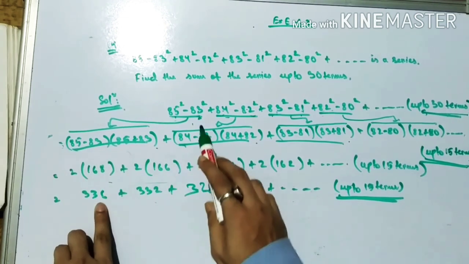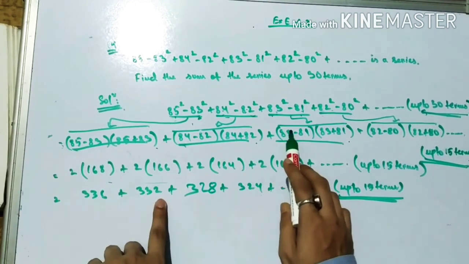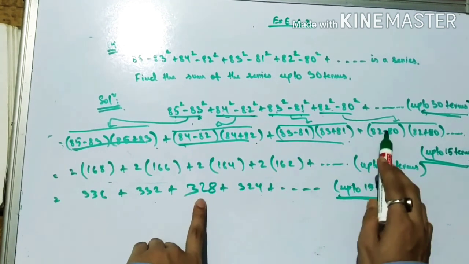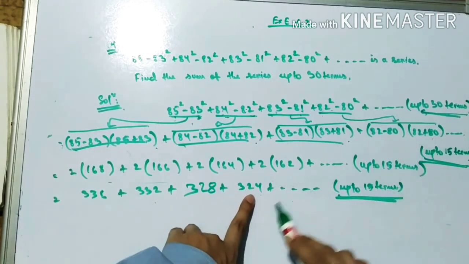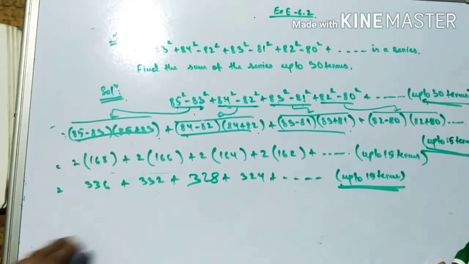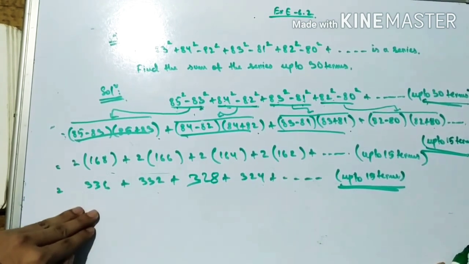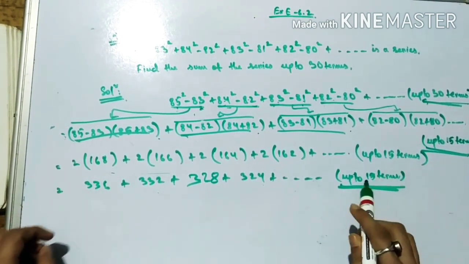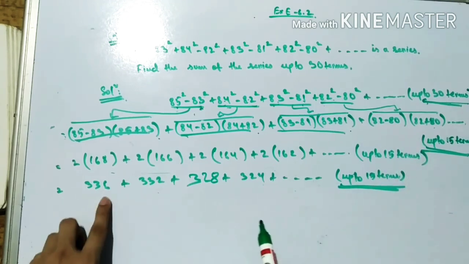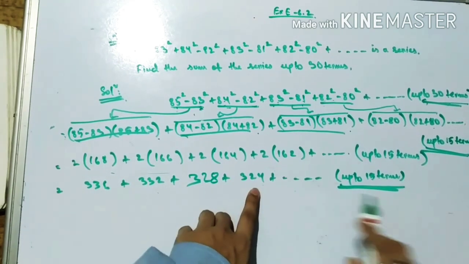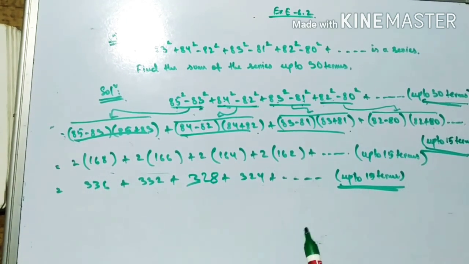From here I will get 336, from here I will get 332, from here I will get 328, from here I will get 324, plus dot dot dot up to 15 terms. This series is in arithmetic progression, and I will have to add them up to their 15th term. Yes, this is the first term, second term, third term, fourth term. Like that I will have to add up to 15 terms.